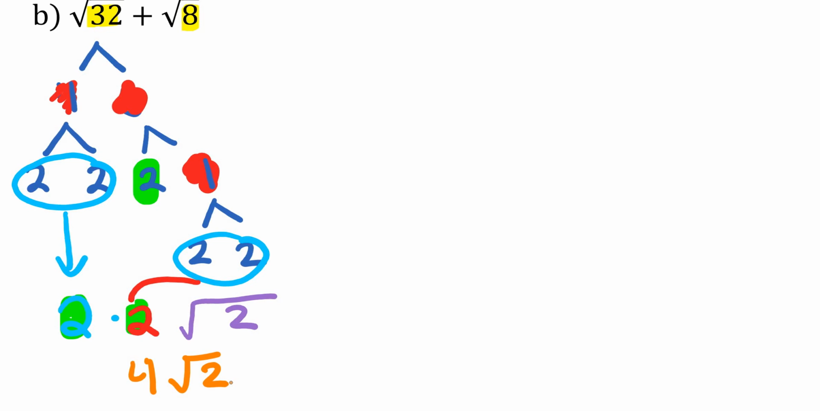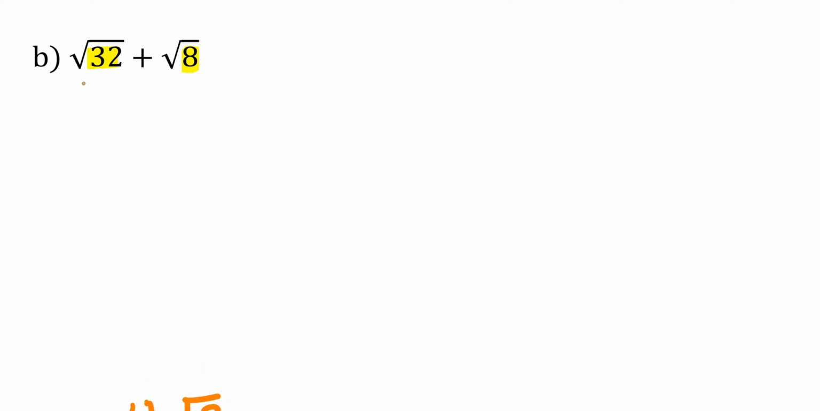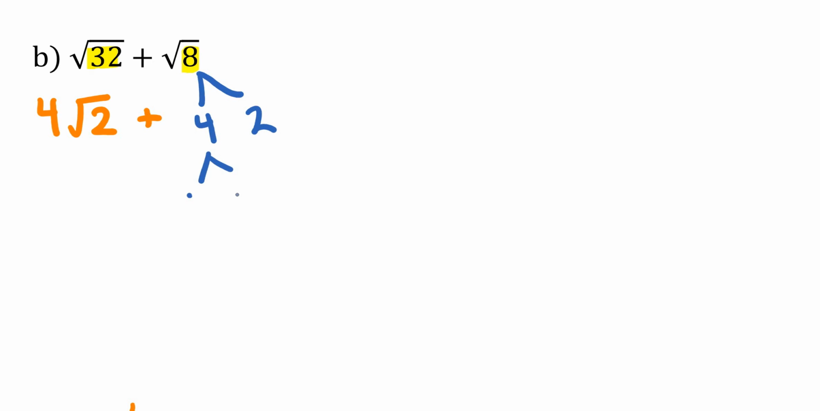Okay, so after all that work, let me just erase all of the tree diagrams now. After all that work, my conclusion is that root 32 is going to be 4 root 2. So I can write down root 32 as just 4 root 2 plus, and then I have a root 8. So now I need to work on breaking down the 8 now. So two numbers that multiply to 8 are 4 and 2. And 4 can break down into 2 times 2, and that means this 4 is gone.